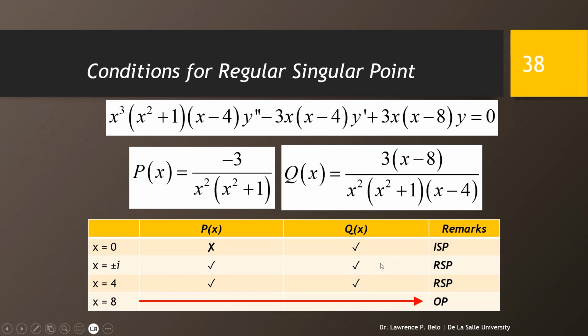It passed the test. Now there's another point. x equals 8. x equals 8 is not found in the denominator. So that means it's simply an ordinary point. For those that pass with a check mark in both p and q, this is what you call regular singular points. Those that did not pass, this is what you call an irregular singular point.